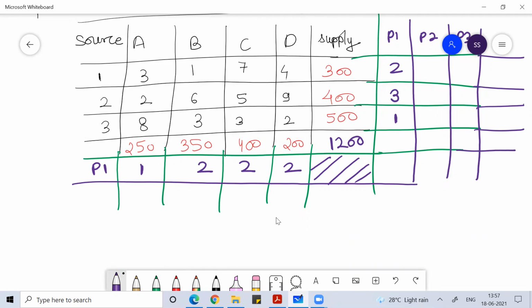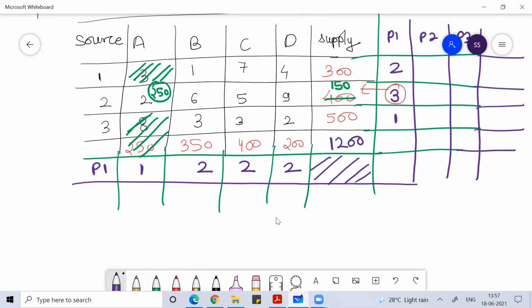Out of these penalty values, find the penalty which is maximum. The maximum penalty is 3, so now you do the allocation on that row or column. Find the minimum element. The minimum element in the second row is 2, so I'll do the allocation there. 250 can be allocated, and this 400 will become 150, and nothing can be done in this column. This column is done.